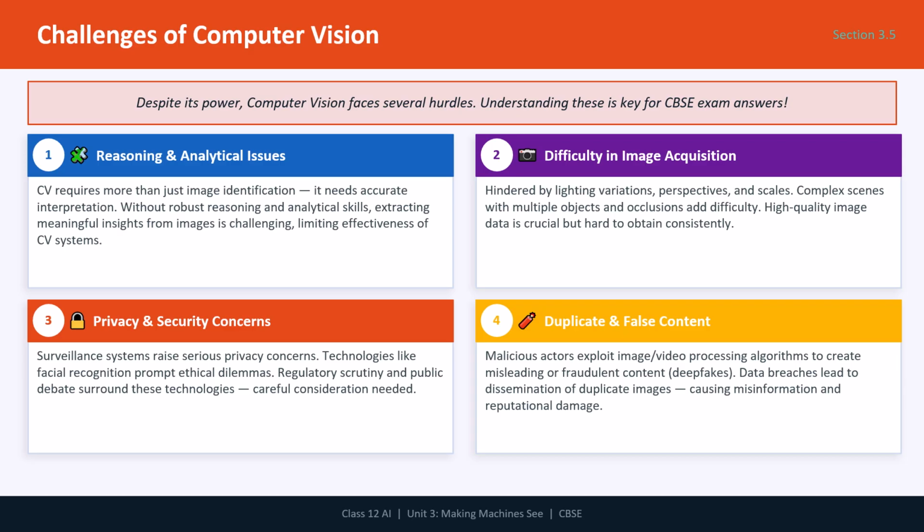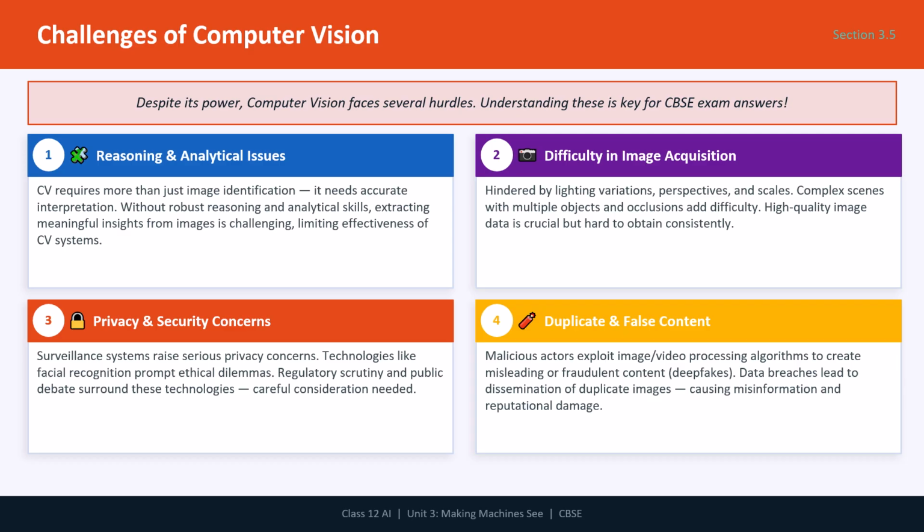Facial recognition and surveillance systems can track individuals without their knowledge or consent. Technologies like deepfake raise serious ethical questions. Governments are actively debating regulations around these technologies. Challenge 4. Duplicate and false content. Malicious actors can exploit CV algorithms to create fake, misleading content. Deepfakes, doctored videos, data breaches lead to the spread of duplicate images, causing misinformation and serious reputational damage.